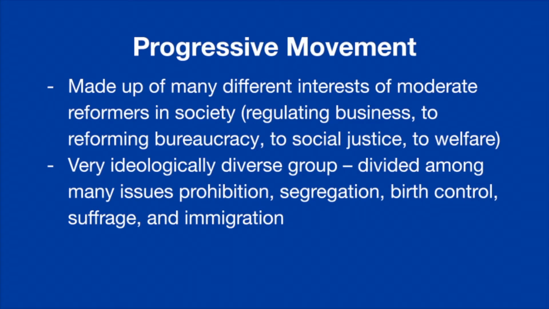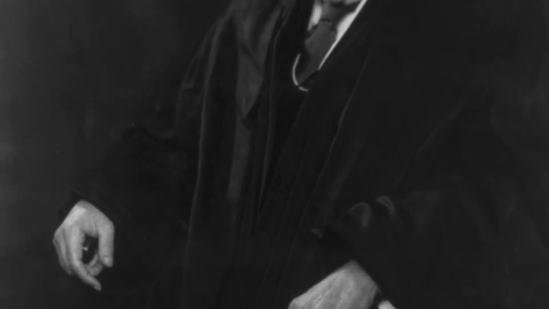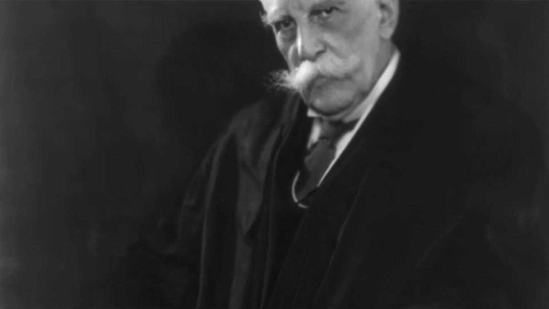Progressives were such an ideologically diverse group that they were even divided among many issues like prohibition, segregation, birth control, suffrage, and immigration. Progressives had many different methods for advocating for their policy ideas. Progressive journalists, particularly, were very vocal in fighting against what they saw as corruption or social injustice. They were known to investigate politicians and corporate leaders and leak disparaging information about them. Within law, the progressive Supreme Court Justice Oliver Wendell Holmes believed that laws needed to be interpreted to modern society, and this was reflected in many of his opinions for the court.